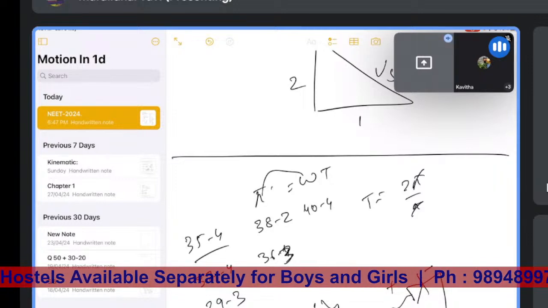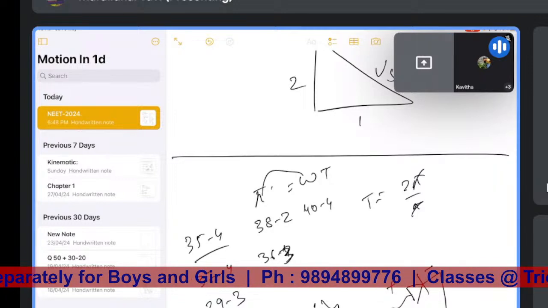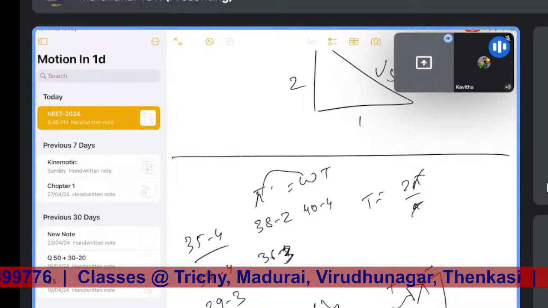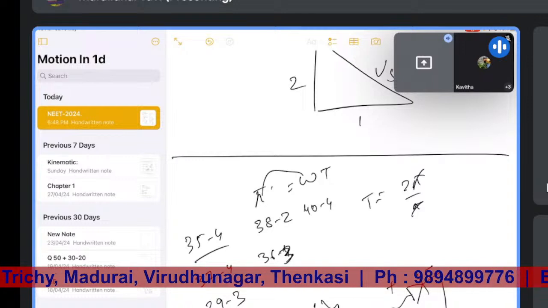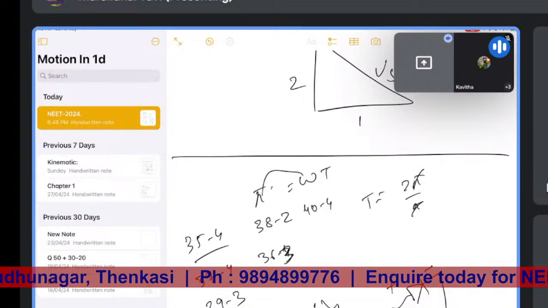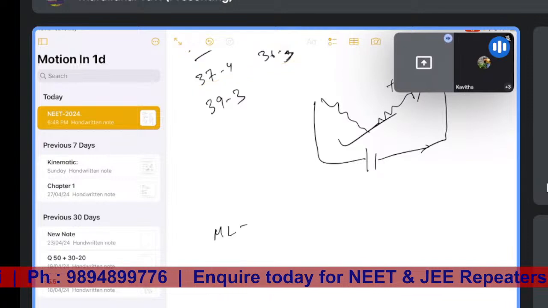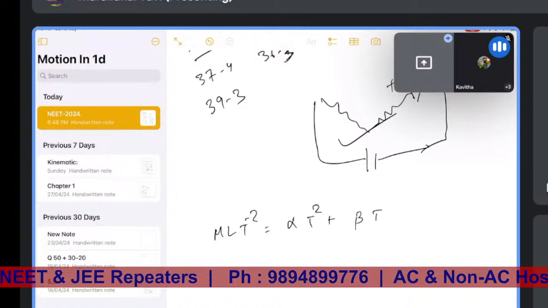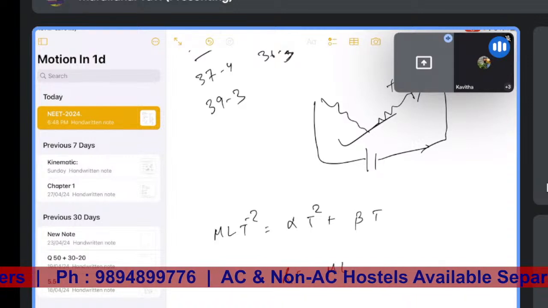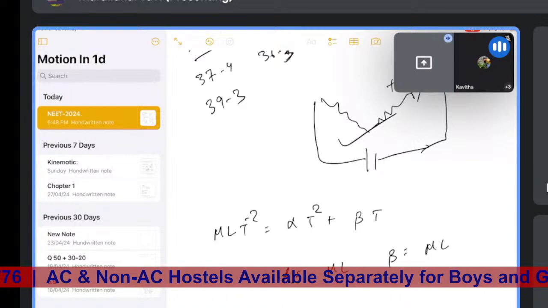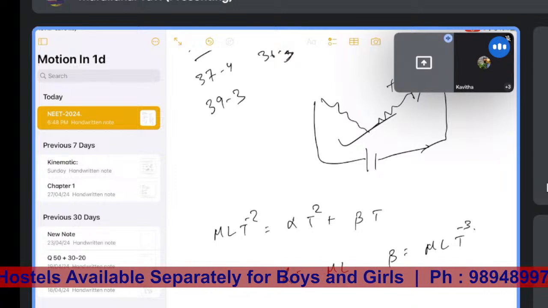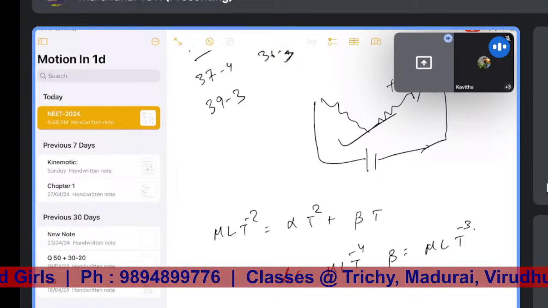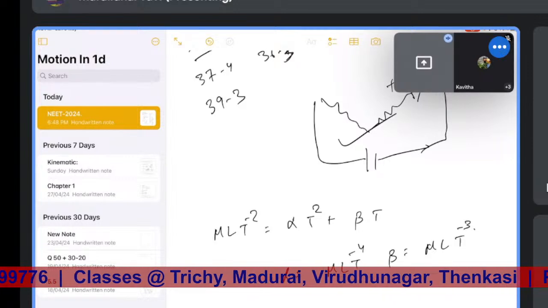Question number 41, a force defined as something acts on a particle, the factor which is dimensionless if alpha and beta are constants. So if alpha and beta are constants, then alpha has the dimensions of time square, inverse time squared. Sorry, not inverse time squared. You have MLT power minus 2 is equal to alpha into t squared plus beta into t. So alpha has the dimensions of ML, beta has the dimensions of ML T power minus 3. So now when we look at this, alpha has the dimensions of T power minus 4. Which of them will work out?